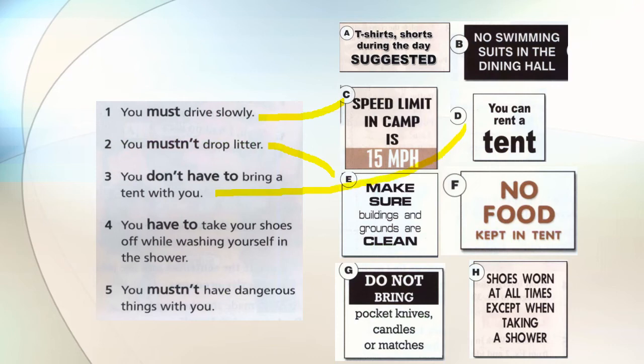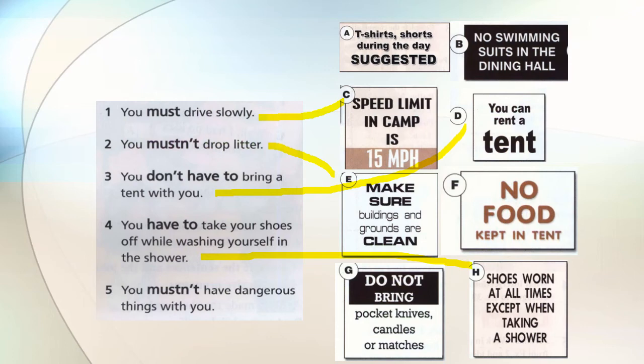Okay, the next sentence. You have to take your shoes off while washing yourself in the shower. Вам нужно снять вашу обувь во время того, как будете мыться в душе, да? Во время того, как принимаете душ. Okay, let's look at the notice H. Shoes worn at all times except when taking a shower. Of course, it will be H.